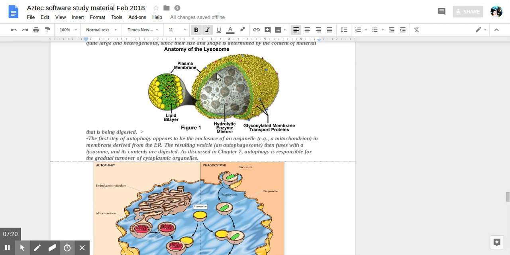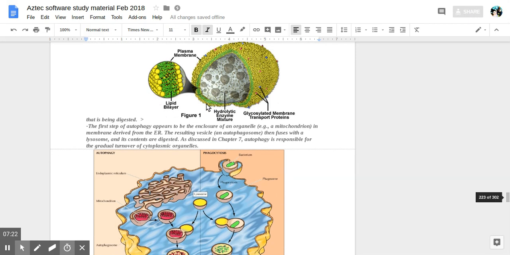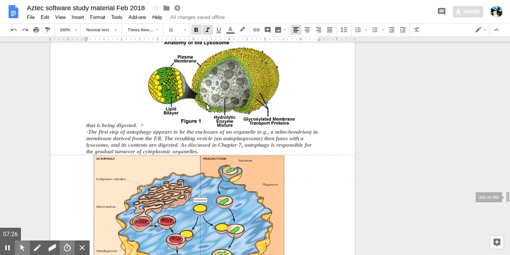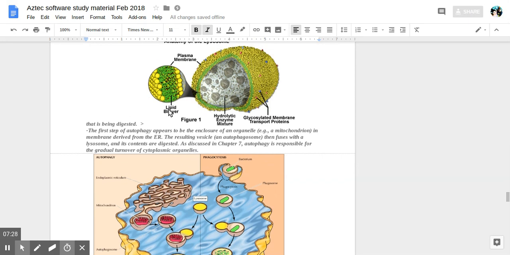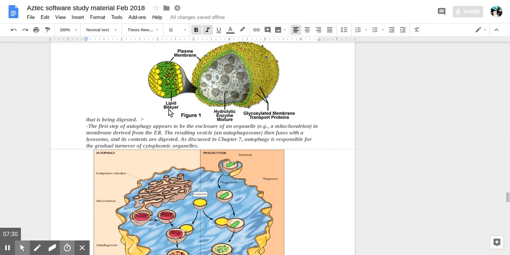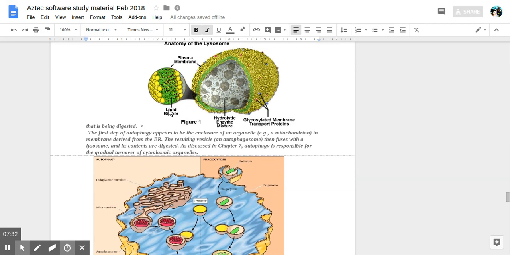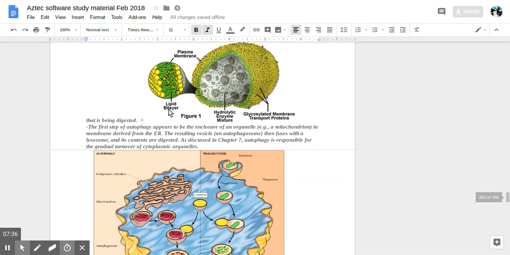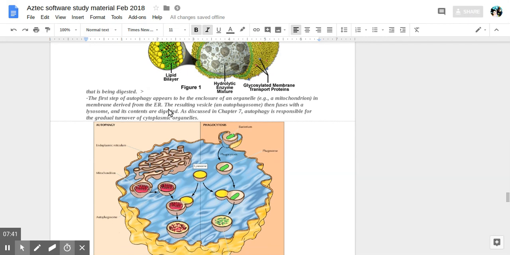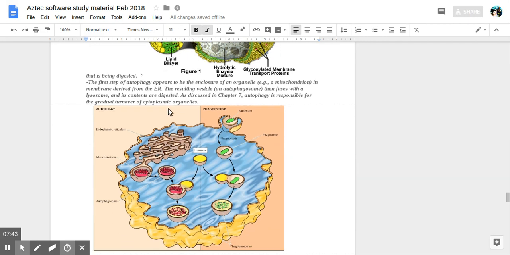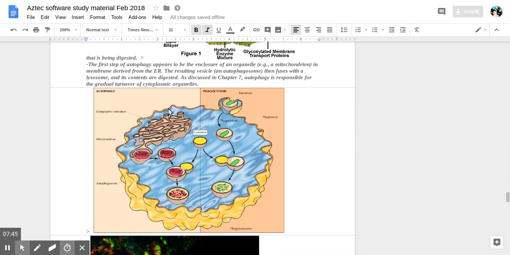The first step of autophagy appears to be enclosure of an organelle, like a mitochondrion, in a membrane derived from the endoplasmic reticulum. The resulting vesicle, an autophagosome, fuses with a lysosome. Its contents are then digested. So this is one example. Autophagy is responsible for gradual turnover of cytoplasmic organelles.